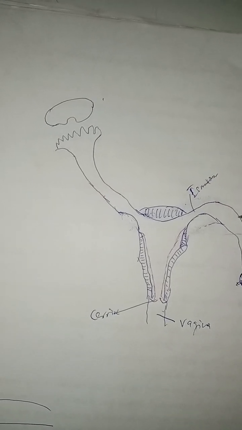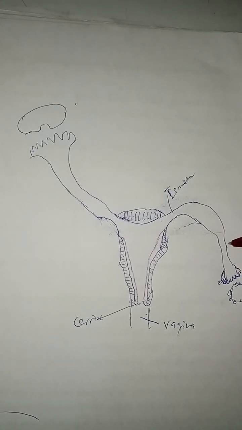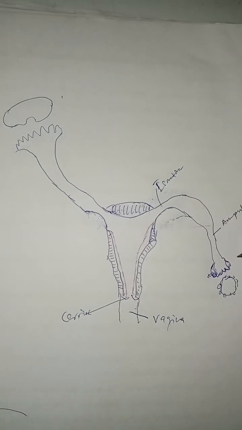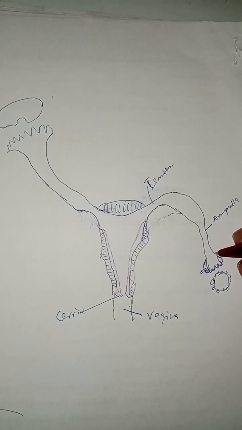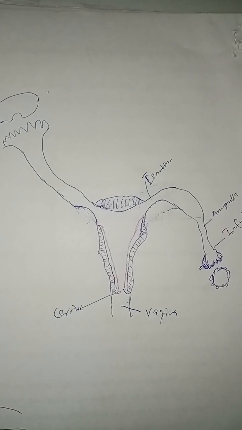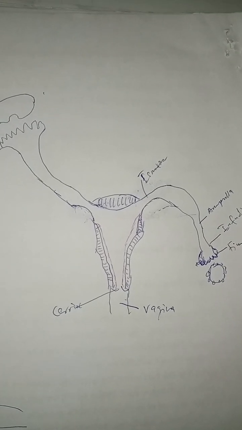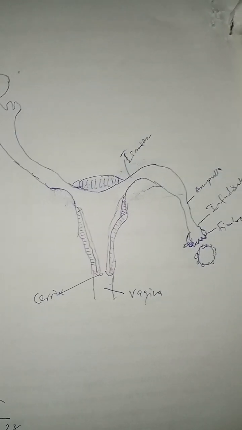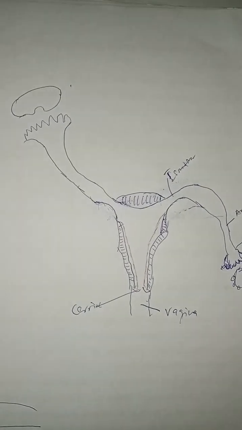Then we have the fallopian tube itself. Then we have the ampulla, the ampulla of the fallopian tube. Then this part is called the infundibulum. Then we have the fimbriae. This is the fimbriae. Then we have the ovary itself, the same way we have on this other side.